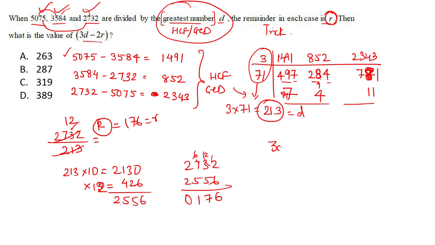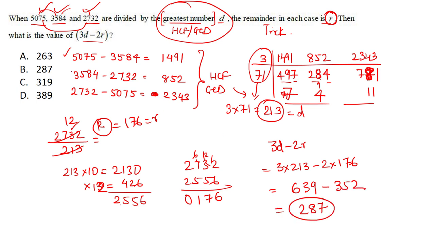So now what we want is 3D minus 2R. That is going to be 3 into 213 minus 2 into 176. 3 into 213 comes out to be 639, minus 2 into 176 is 352. The subtraction comes out to be 287. That is option B.